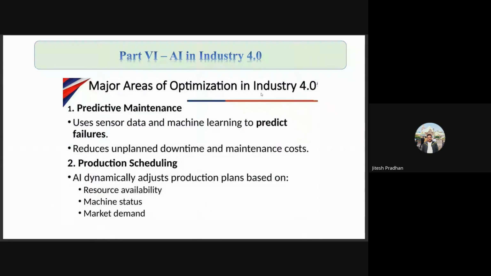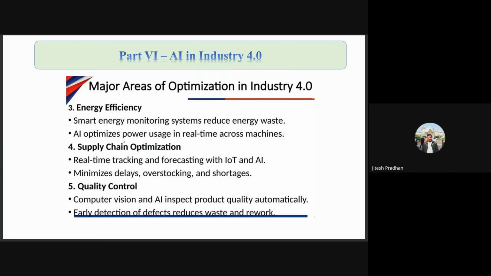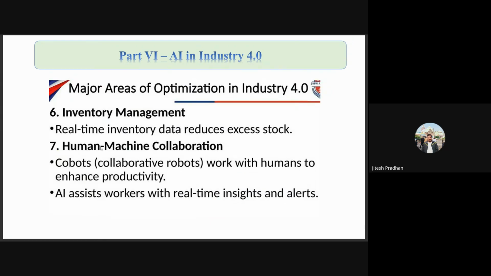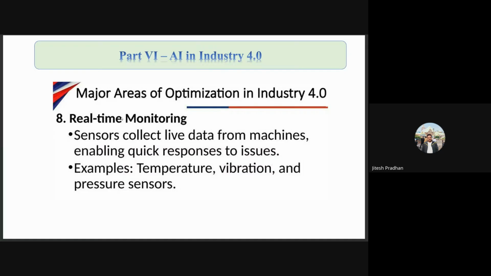The major areas where optimization can be done in Industry 4.0 start with predictive maintenance. Predictive maintenance is based on sensor data and whatever information is available, whether it's sensor data, a camera unit, or whatever you have installed. Based on that, you can predict whether a part of your machine, or the machine itself, is going to shut down in the future, so that you can be prepared. Other areas are production scheduling, energy efficiency, supply chain optimization, quality control, inventory management, human-machine collaboration, and real-time monitoring. These are the major areas where optimization will be done.